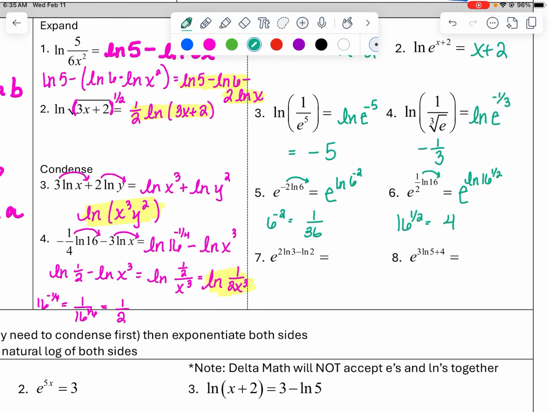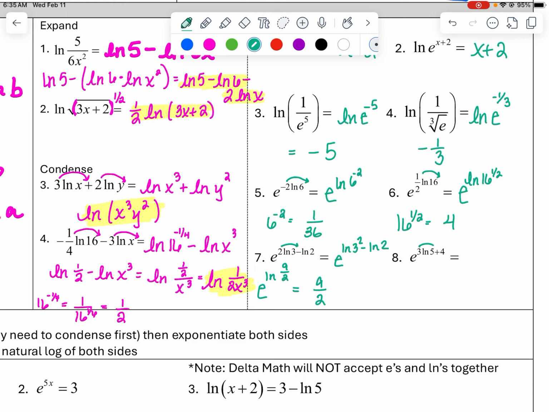On number 7, again, we want the e and the natural log to be connected, and so we will need to rewrite this. e to the natural log of 3 squared minus natural log of 2. Still not totally connected, so we need to condense the top to be e to the natural log of, when we're subtracting logs, we can combine them into division, so 9 divided by 2. Now the e and the natural log are right by each other and therefore cancel each other out to be 9/2.